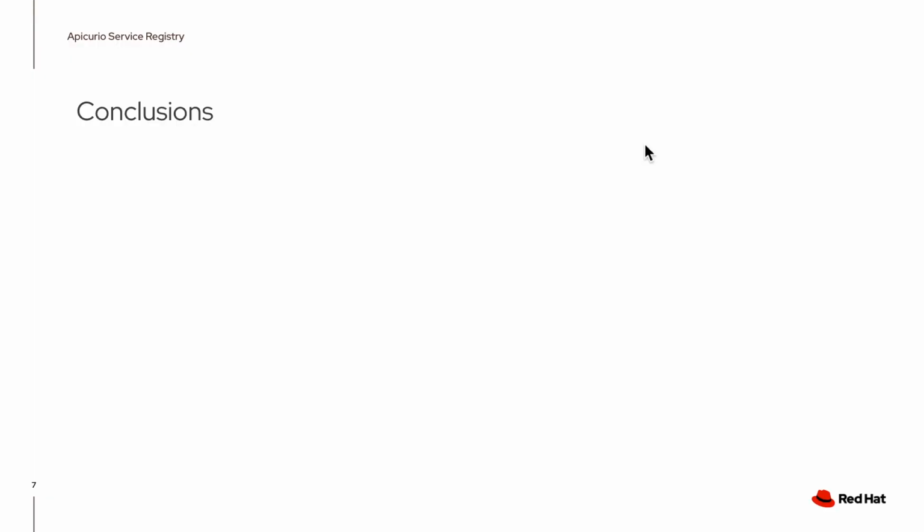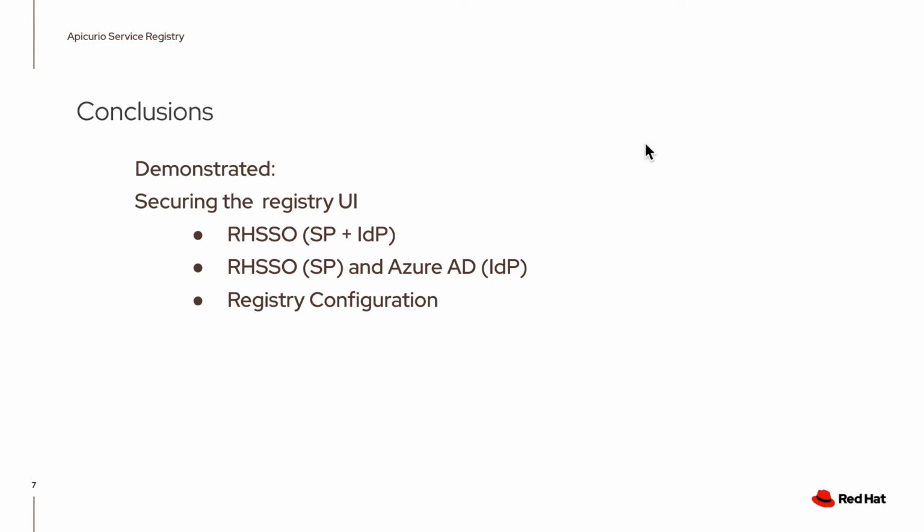Now you have seen the demo. You have seen how I actually secure the registry UI by using single sign-on as both the service provider and also the identity provider. The alternate way to log in is by using RHSSO as the service provider and the Azure Active Directory as the identity provider, and I also showed you how you should configure the registry's environment variables.